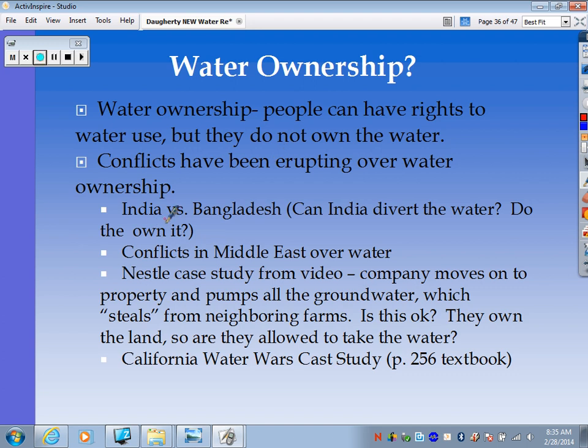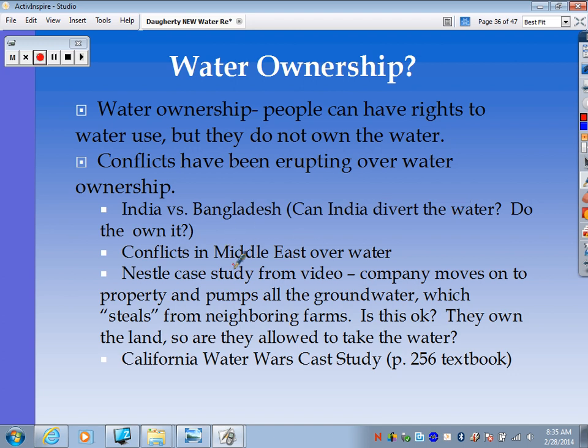We mentioned this case study earlier. India versus Bangladesh. We said India was upstream of Bangladesh. They are planning to divert this river that Bangladesh has received water from for centuries and centuries. Is that right? Can India divert the water? Are they allowed to do that? Do they own that water just because they're ahead in line of Bangladesh?